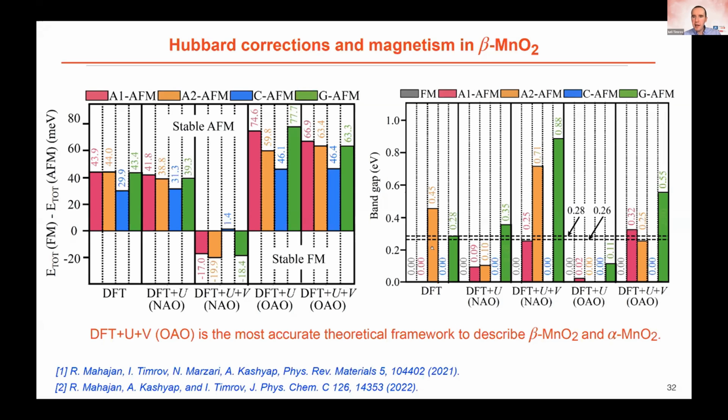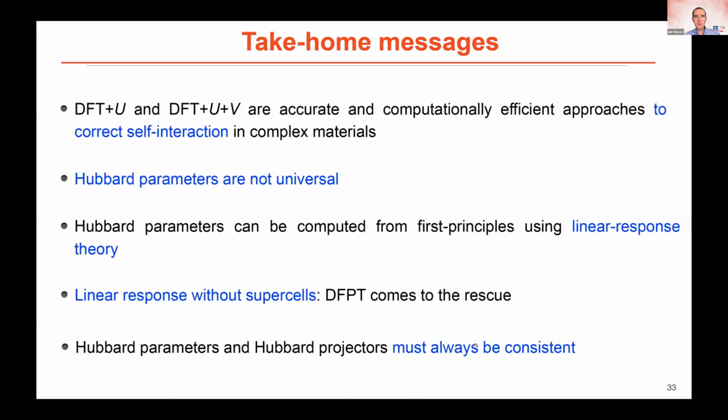And if we look at the band gaps here, we see again that experiments are the black horizontal lines, 0.26, 0.28, and we see that DFT+U+V orthoatomic is very close, 0.32, very close to the experimental value. We also checked alpha MnO2, but this can be seen in the second reference here.